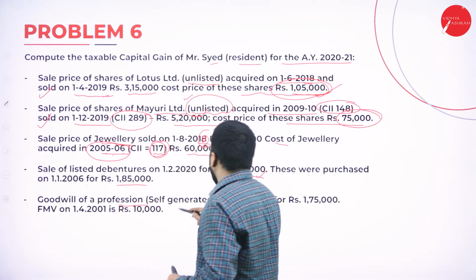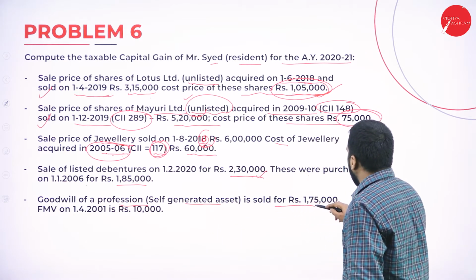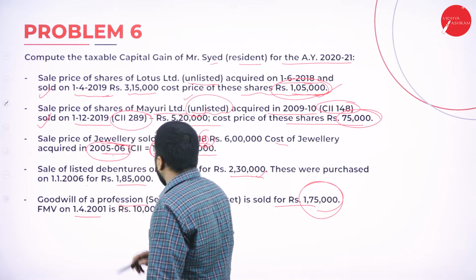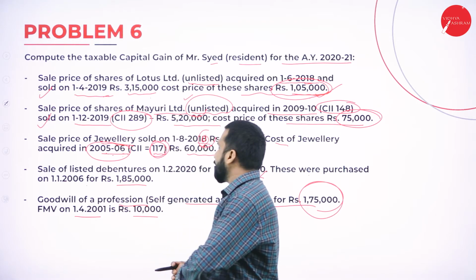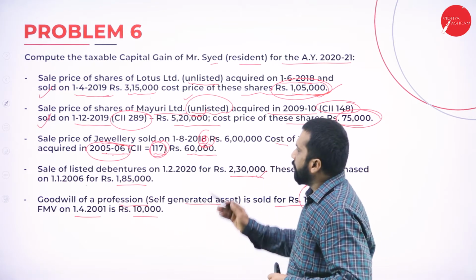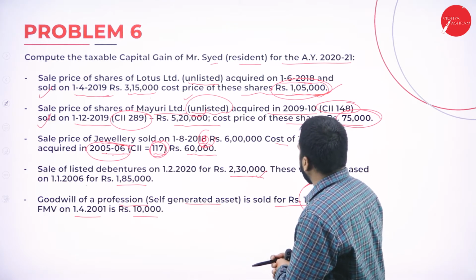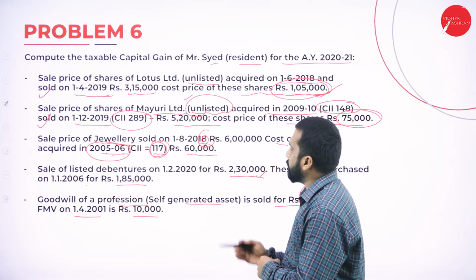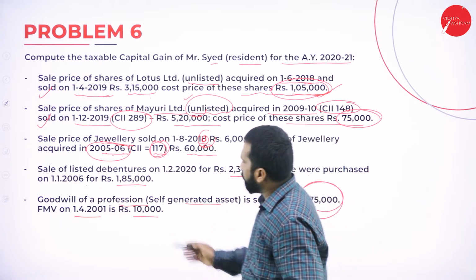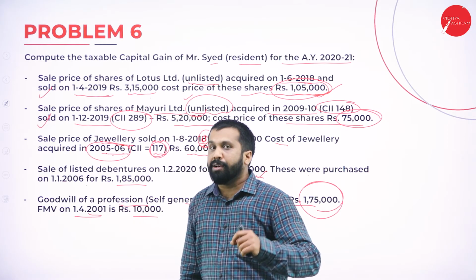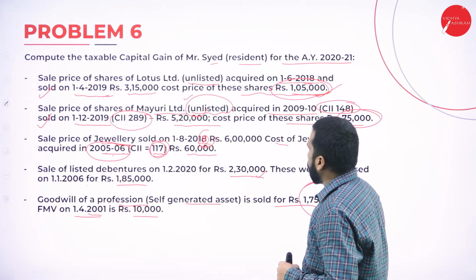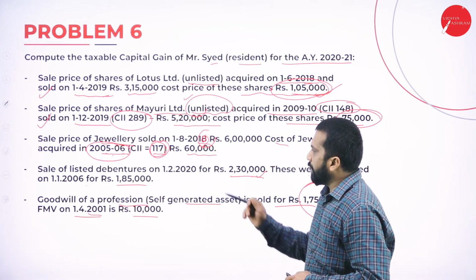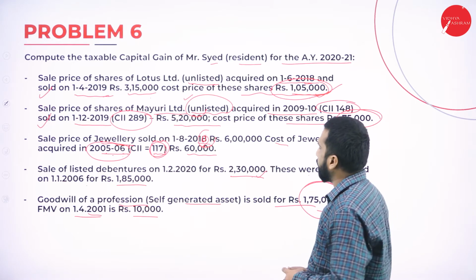Goodwill of a profession, a self-generated asset, is sold for 1,75,000. Fair market value as on 1-4-2001 is rupees 10,000. Hope you are clear. Yes. Anything that happened before 2001 or on 2001, we should consider fair market value. It is a self-generated asset, 175 is the selling price and fair market value will be 10. We'll go for the answer.